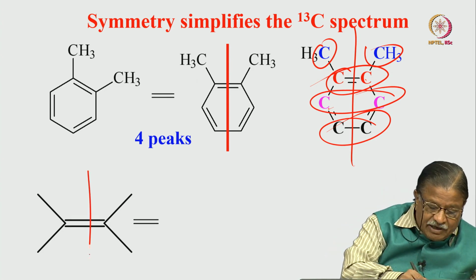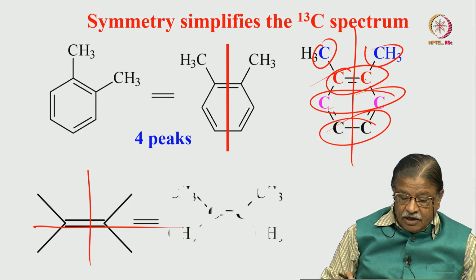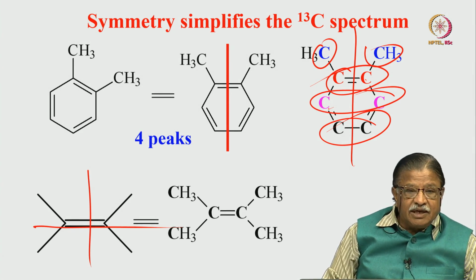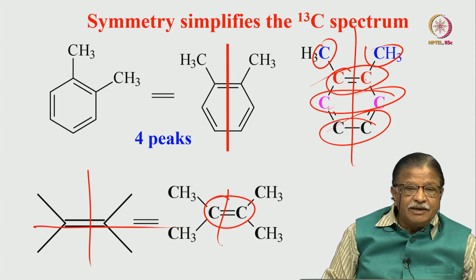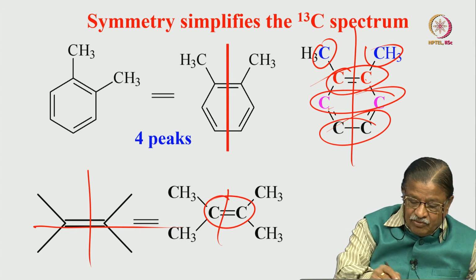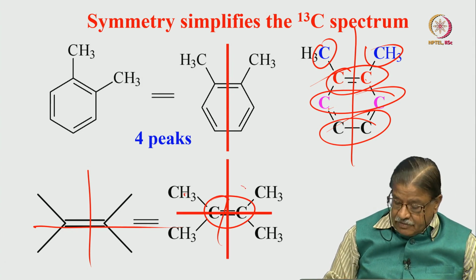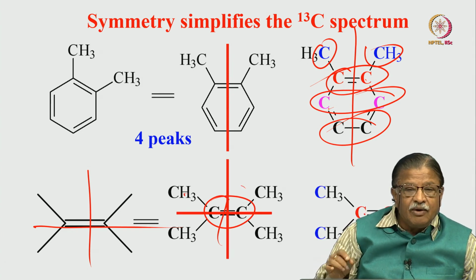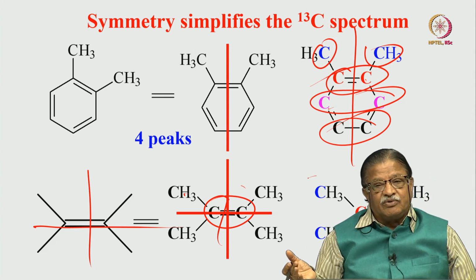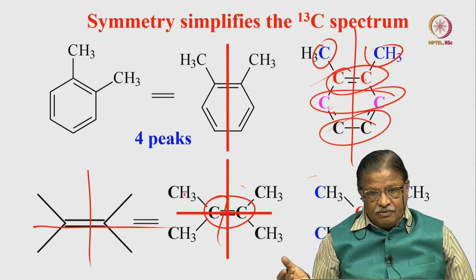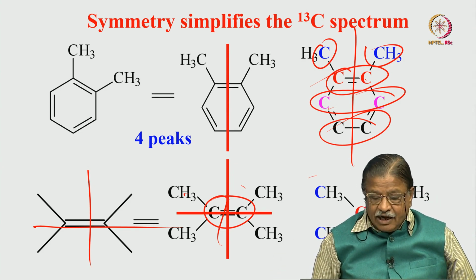And what about this one? There is a perfect symmetry along this axis and along this axis. Now, all the CH3 carbons are equivalent and both these carbons are equivalent. So, how many peaks do you get? 2 peaks. But what is the intensity? This is 1:2 intensity. These 2 overlap and give 1 peak. These 4 will overlap and give 1 peak. The intensity ratio is 1:2 or 2:4. Okay, there are 2 peaks.